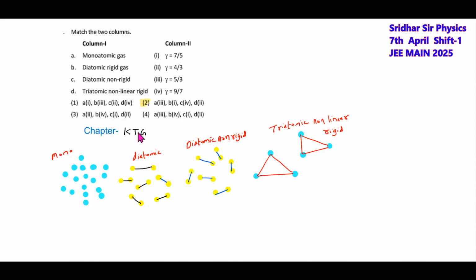Kids, this question belongs to the chapter KTG, kinetic theory of gases. In match column 1, the nature of gases is given: monoatomic gas, diatomic rigid gas, diatomic non-rigid, diatomic non-linear rigid. In column 2, about gamma, Cp by Cv. For monoatomic gas, the degrees of freedom will be 3, only translational 3, rotational 0. Diatomic has translational and rotational: translational 3, rotational 2, total 5.